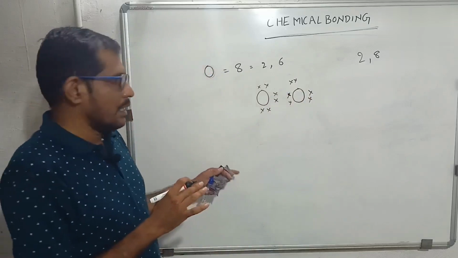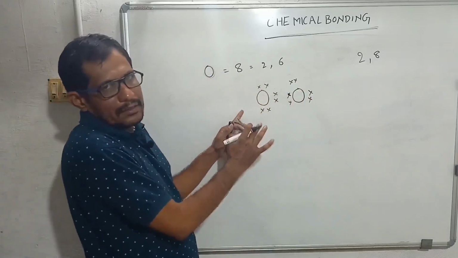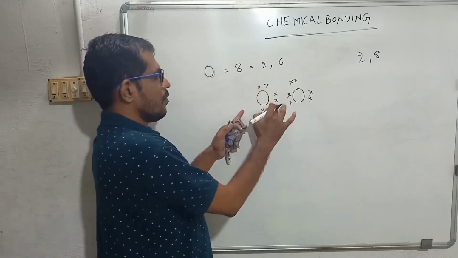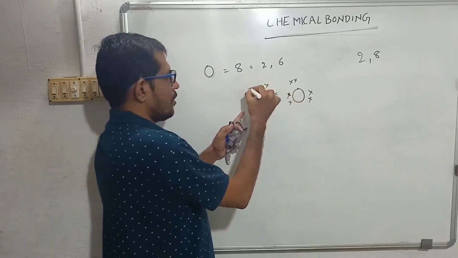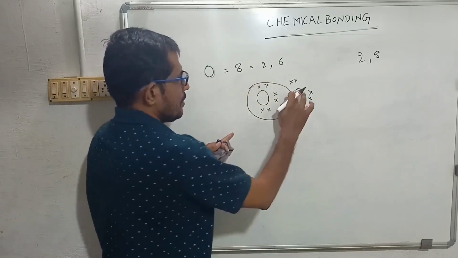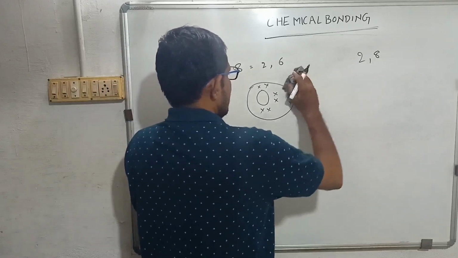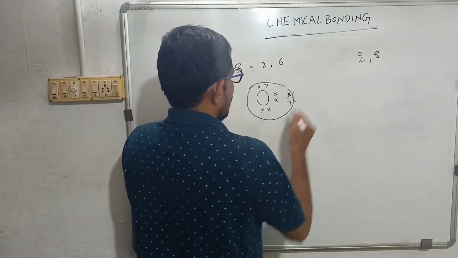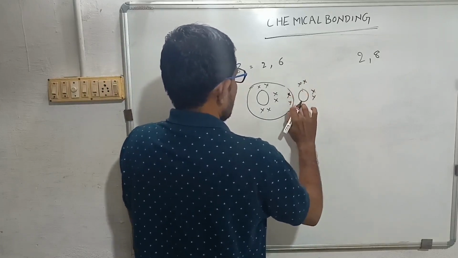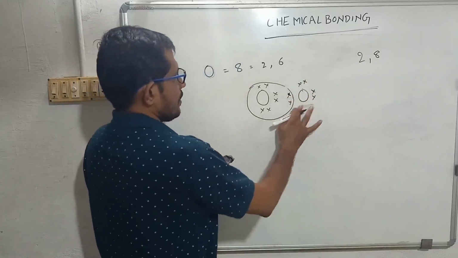Now observe carefully how I am drawing the circle. Oxygen needs 8 electrons to become stable. So go 1, 2, 3, 4, 5, 6, 7, 8. Draw the circle for these 8 electrons. Observe carefully. Oxygen.